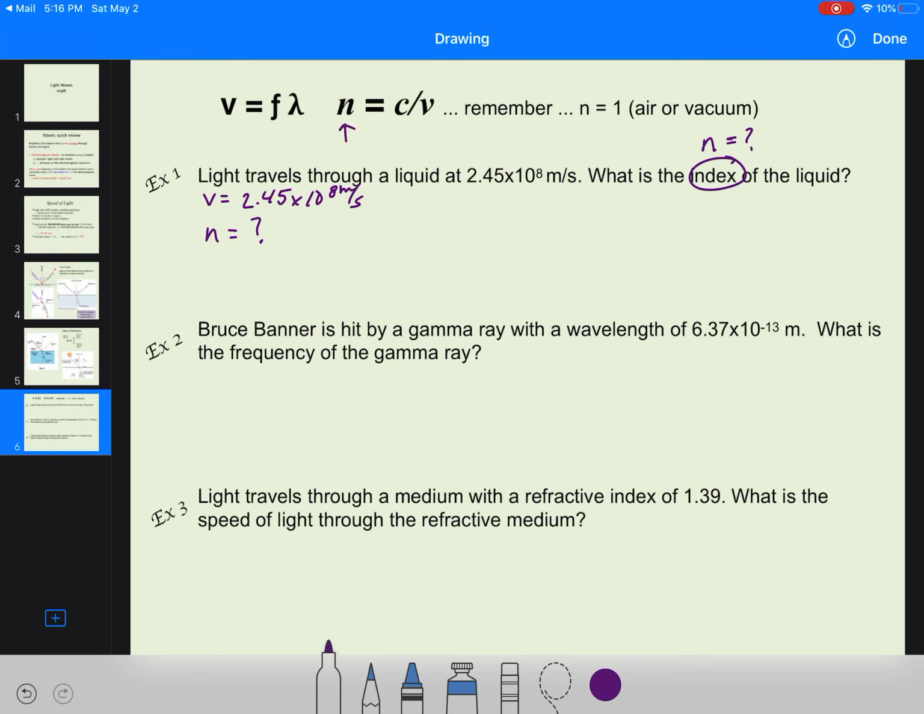So if you look at your formulas, you only have the letter N available right there in that formula. So that is the equation we will use. N equals C over V. Now we don't have C on the list, but you should know by now that that's a set number. So 3 times 10 to the 8th meters per second. So in order to solve this question, it's real simple. 3 times 10 to the 8th over 2.45 times 10 to the 8th. And you put that in your calculator.